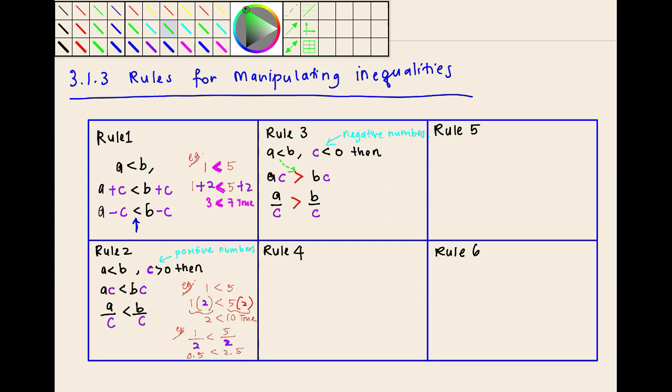So rule number 3 ni is very special. You kena ingat, bila you darab atau bahagi dengan negative numbers, then dia akan bertukar direction. Inequalities bertukar direction. Let's prove this.